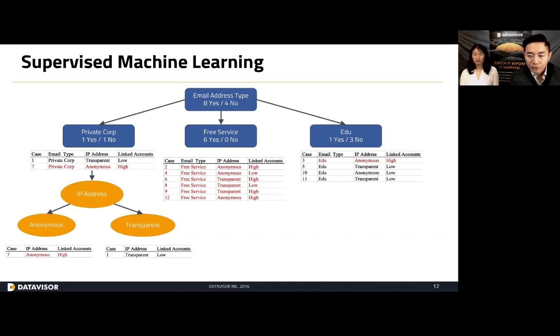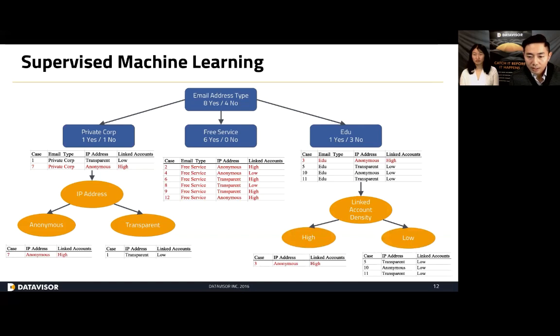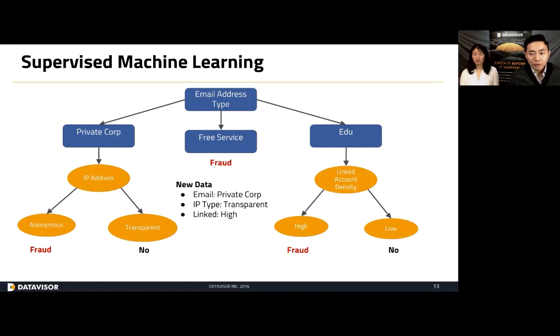And now if you do this for the university emails, it will look at linked account density. Splitting on linked account density gives high and low density. And when it's high, the transaction is fraud. And when it's low, it's good. So again, this particular path of the decision tree now has two pure subsets, and the algorithm would stop. At this point, you have taken your training data and essentially sorted it into pure subsets. And once you've replaced the training examples with decisions, you get this decision tree. Now we have a model for predicting when an order is fraudulent or not.